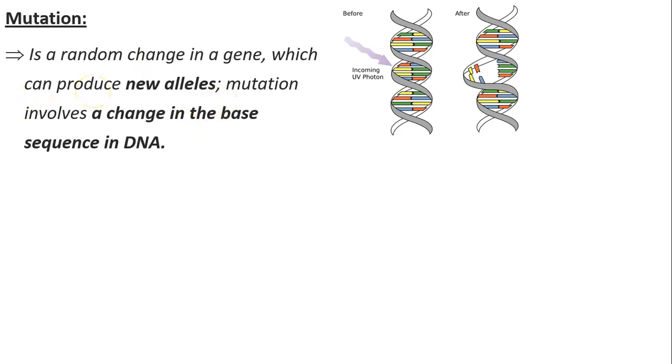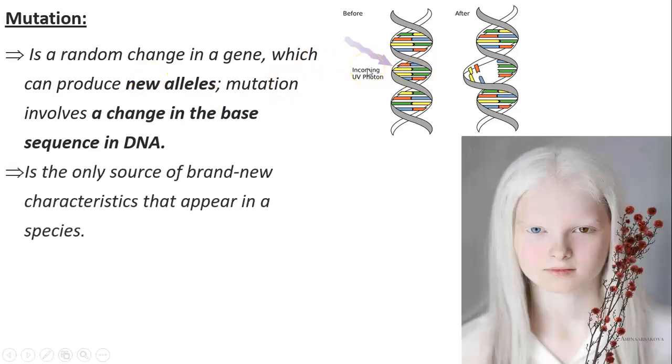So the base pairing sequence of the DNA gets altered and also the phenotype will get changed. This is what we call a mutation. And it is the only source for a brand new characteristic to appear in a species. Without a gene mutation, you will have the same old alleles as they are.